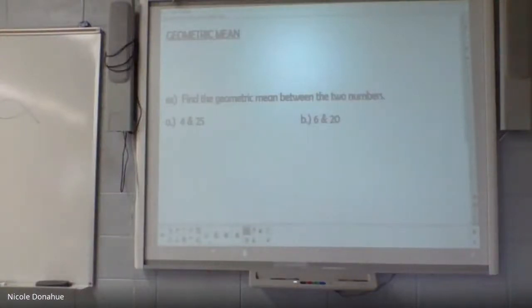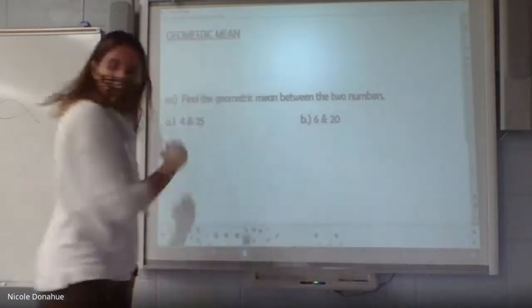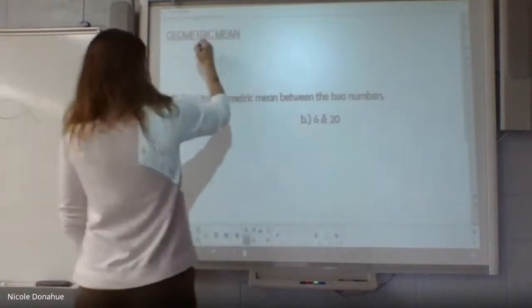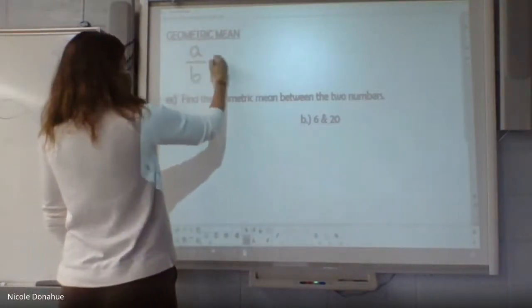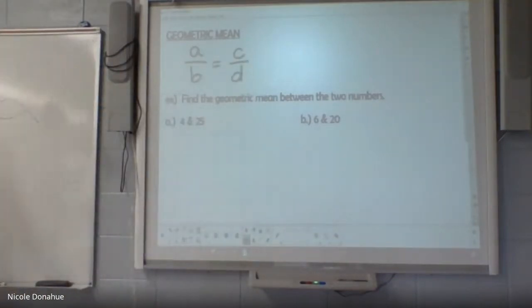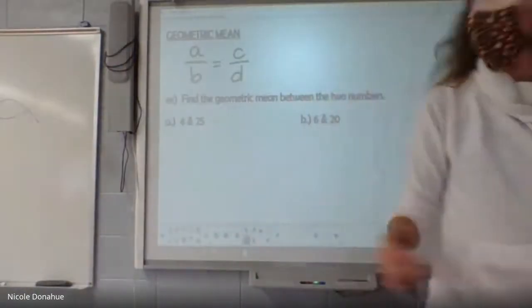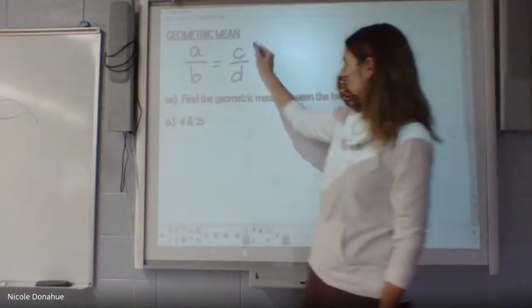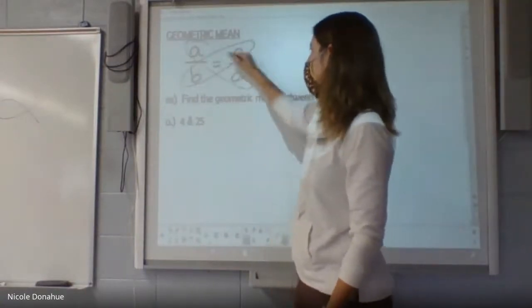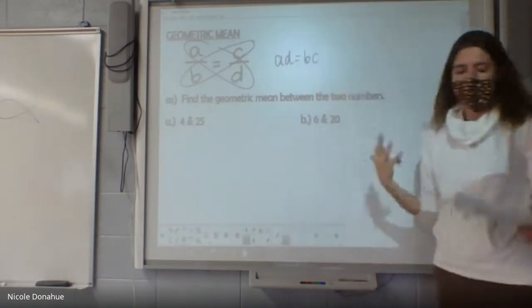So what the geometric mean looks like is basically a proportion. So A over B equals C over D. Now, if I was using that idea of cross multiplying, I would say that AD equals BC. That's just in general.